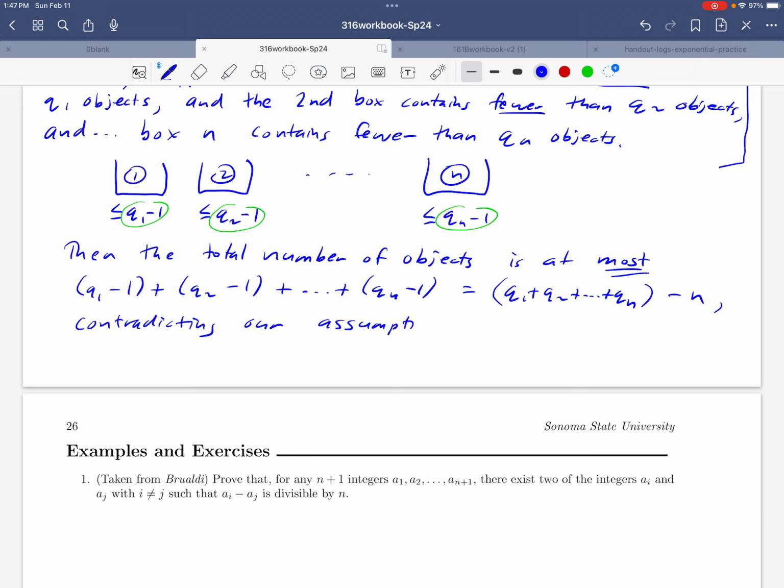Contradicting our assumption that we really have one more object, q1 plus all the way up to qn minus n plus 1. Okay, and that completes the proof of this result. And in a future example, we'll see if we can put this result to work for us.